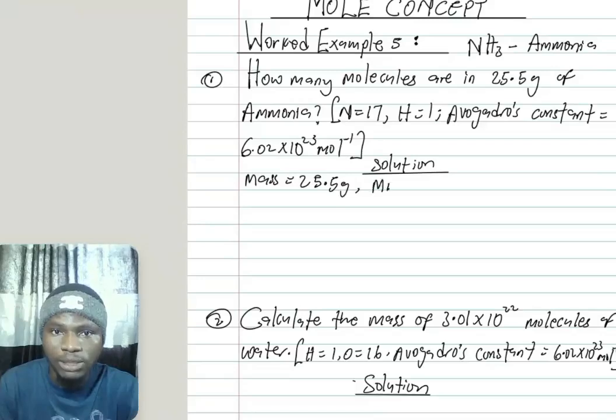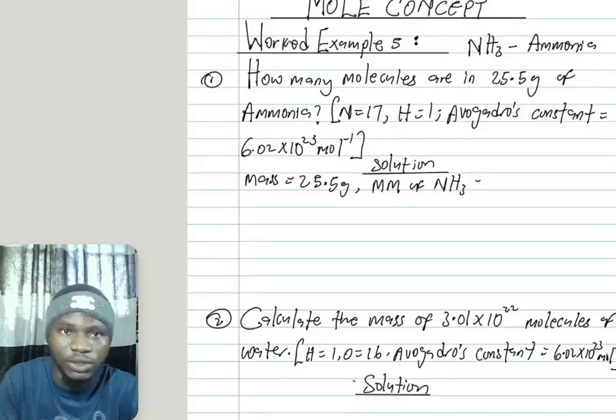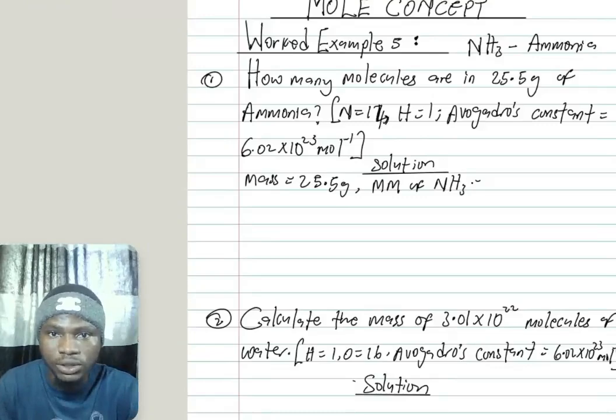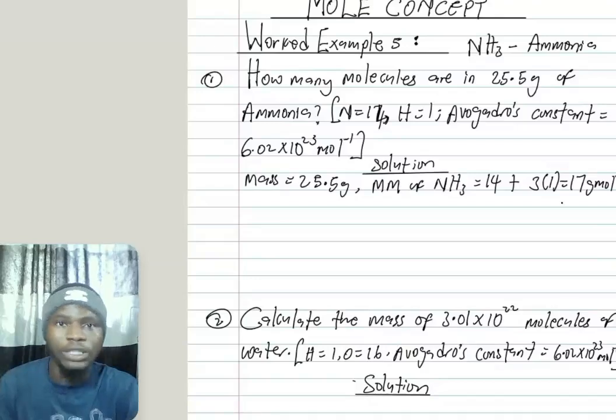So the molar mass of ammonia, NH3, is equal to, check. N is just 1 here, and that is 14. Sorry, this is 14, not 17. Okay, that's 14. So I have 14 plus 3 times what? Hydrogen is 1. 3 times 1. And you know that 3 times 1 is 3. 3 plus 14 will give me 17 grams per mole. That is the molar mass of ammonia.